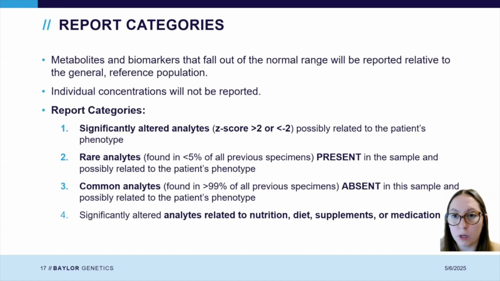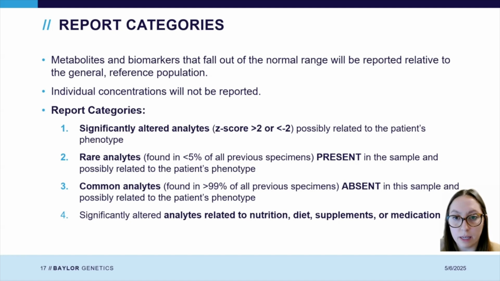In our reporting framework, we emphasize clinical relevance rather than raw concentration values. Each metabolite and biomarker is evaluated against a reference population and classified into one of four categories. First, we identify significantly altered analytes, those with z-scores greater than +2 or less than -2, that may be directly related to the patient's phenotype.